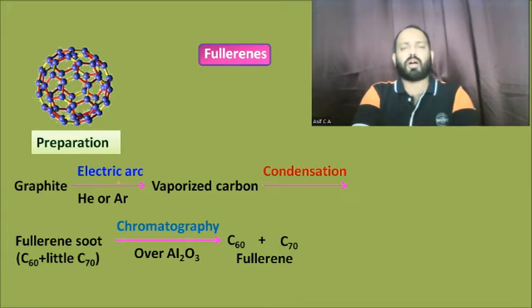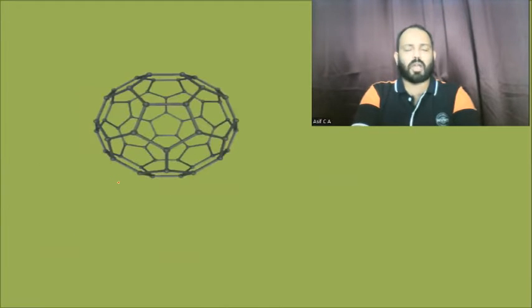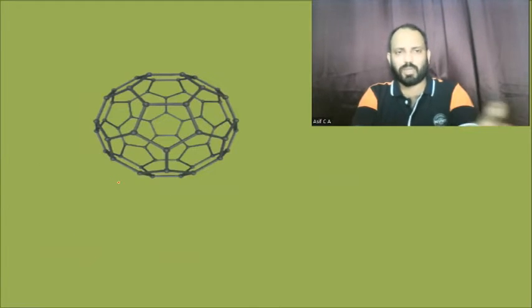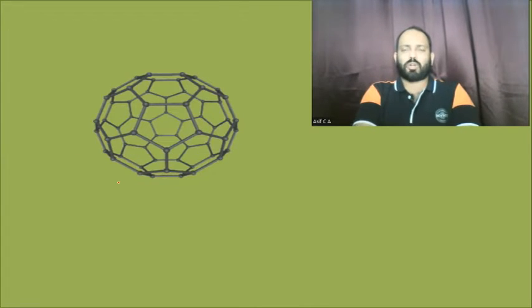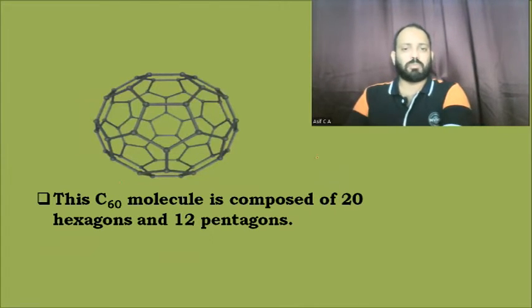This is how you are making the fullerene. Now the property of fullerene, it is looking like a buckyball. This is a soccer ball shape. This C60 molecule is composed of 20 hexagons and 12 pentagons.